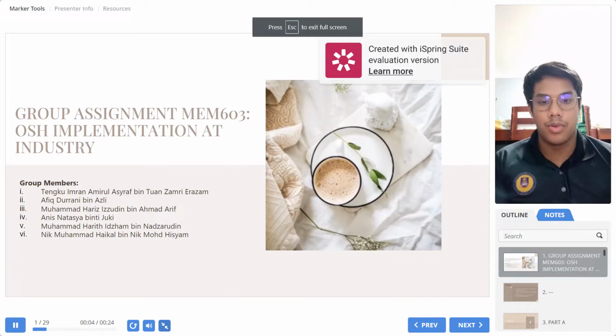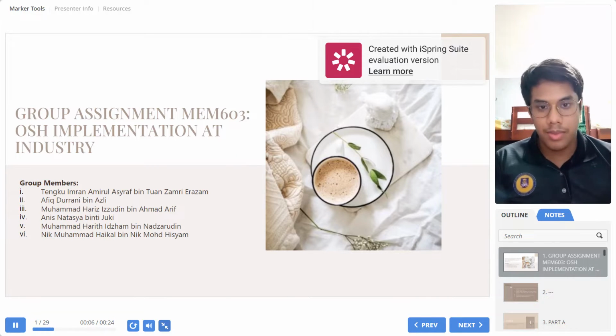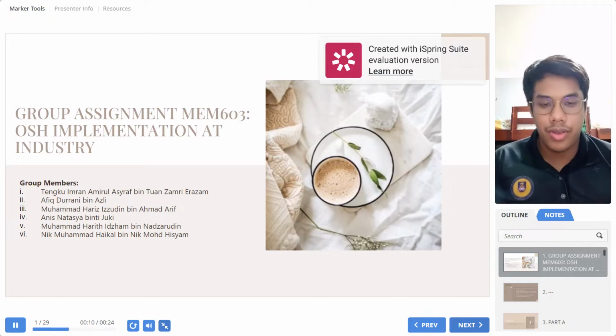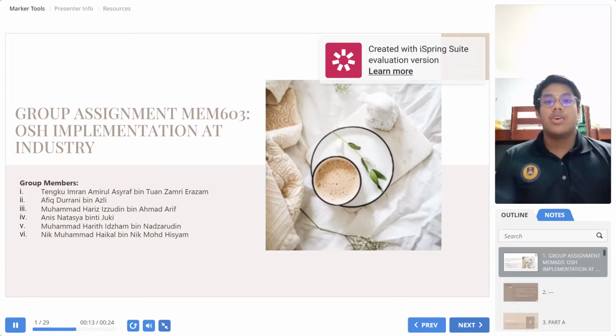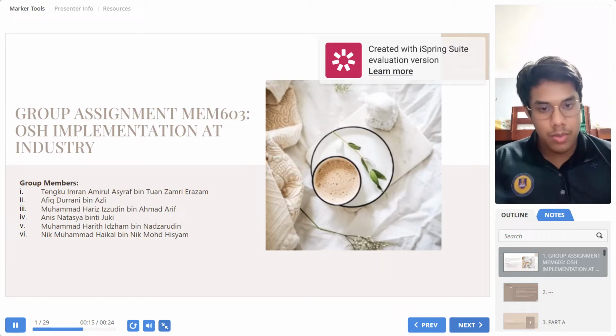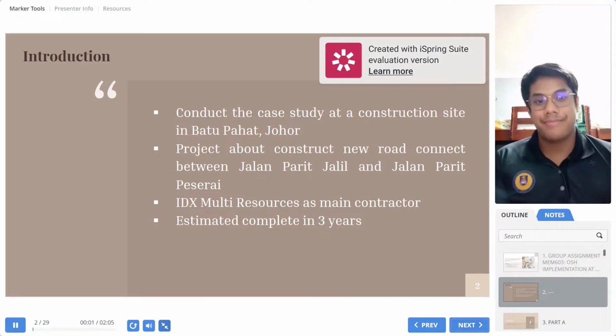We are from Group 3 for mini project MEM603, which is all about OSH implementation in industry. Our group consists of 6 people: Tengku Imran, Afid Durani, Haris Izzuddin, Anis Natasha, me Esma Arisaham Nazaruddin, and Nick Muhammad Haikal.